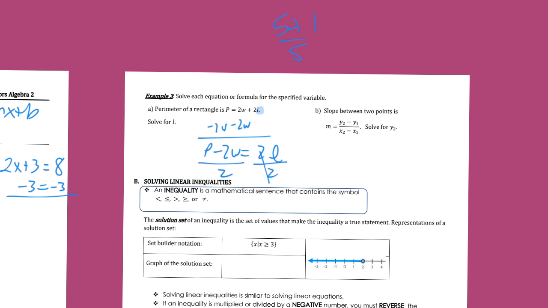Okay, what you can do is, if it was 5 times W over 5, that's just one term over one term, and 5 goes into both those terms. So therefore you would have W. So be careful using that, like what do you have going on here?